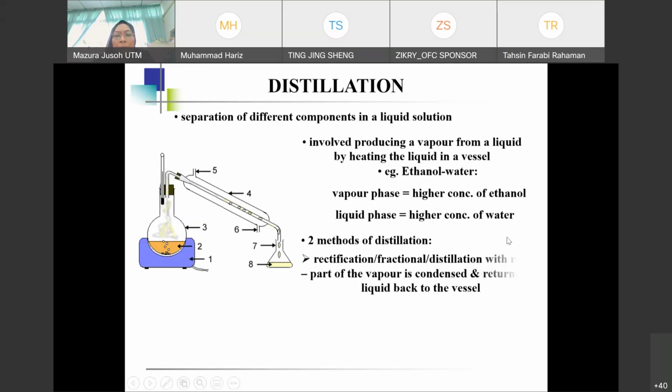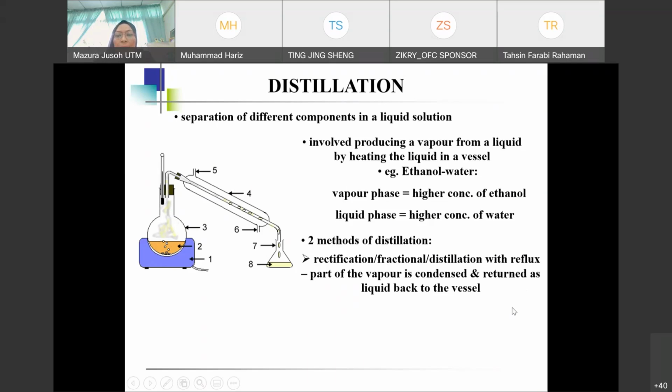And there are actually two methods of distillation. The first one is called rectification or fractional distillation with reflux. So rectification is also a distillation. Fractional distillation is also the same thing, and it's also called distillation with reflux. In this type of configuration, part of the vapor is condensed and returned as a liquid coming back into the vessel.